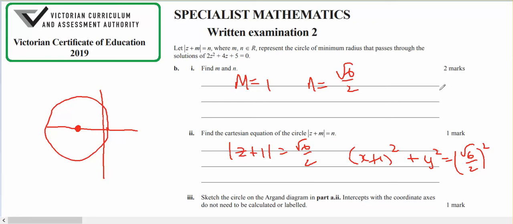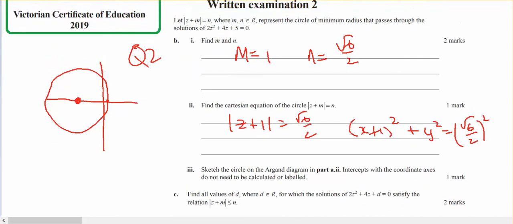This is the Year 12 Specialist that comes out of the 2019 exam too. It's question number 2C. But looking at the answers for 2B will assist. So in 2B we have the circle, it's centred at -1 and has a radius of √6 on 2. And √6 on 2 is a little bit more than 1.